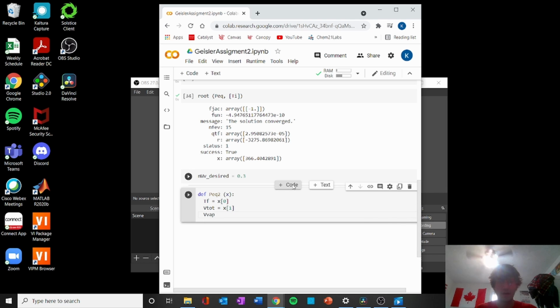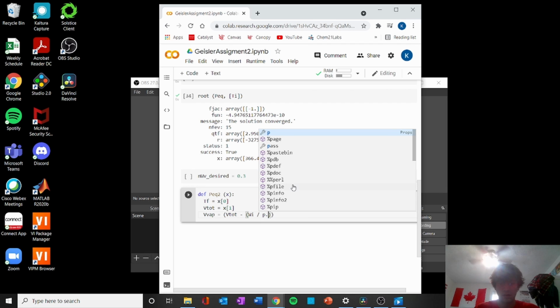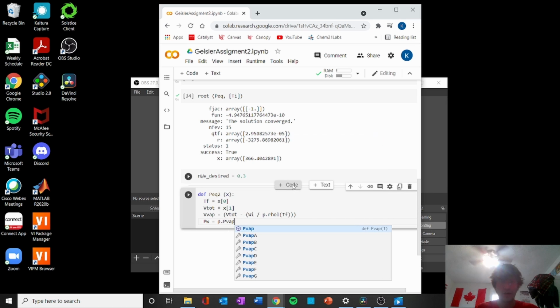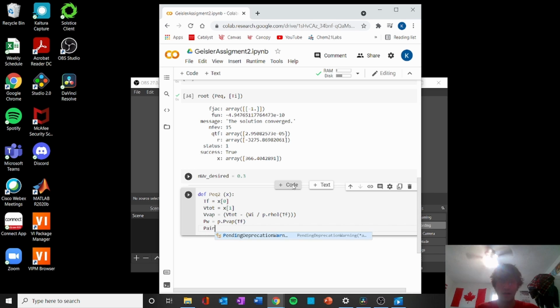And then the volume of our water vapor is going to be volume total, just our same equation, minus our water initial divided by, well, of our temperature final. That should be good. And so now we need to find the pressure of our water. Water pressure is going to be P, pressure vapor, of our temperature final, and the pressure of our air.